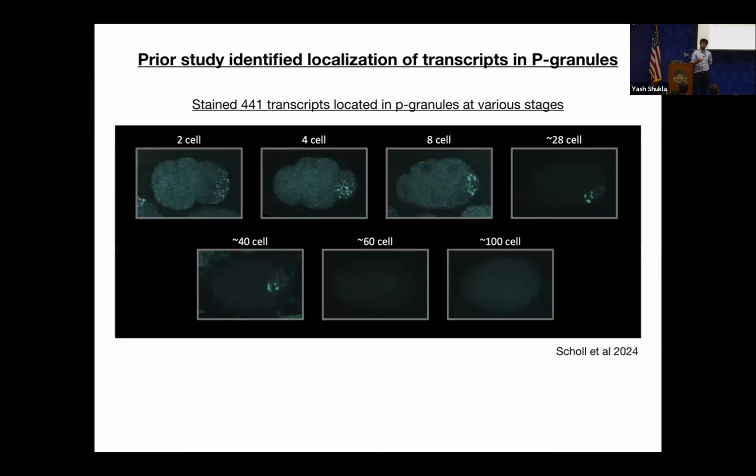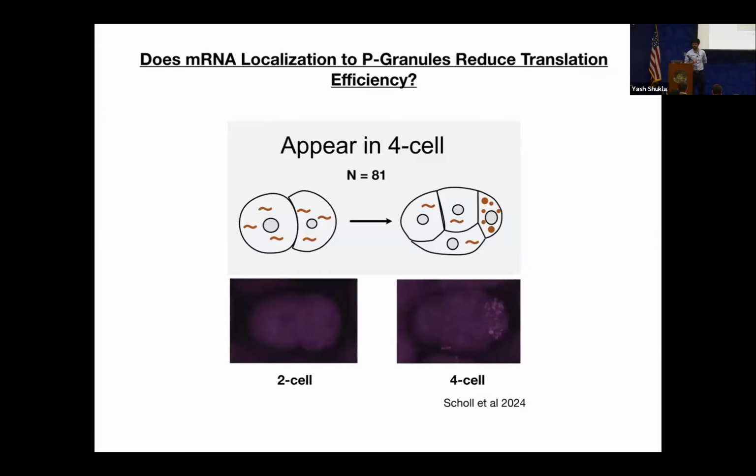In order to address this question, we used a prior study in which people had stained 441 transcripts that localized to P granules at various different stages of embryogenesis. And the specific question we wanted to ask was to look at the subset of mRNAs that are localized uniformly at the 2 cell stage and then appear in P granules at the 4 cell stage, whether we see a dip in translational efficiency. So if localization into P granules causes a dip in translational efficiency, we know it's probably because it goes into these phase-separated particles.